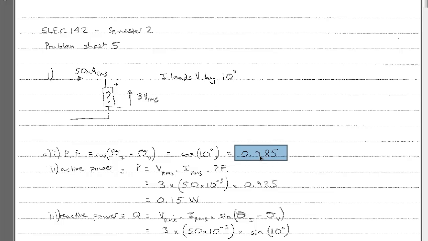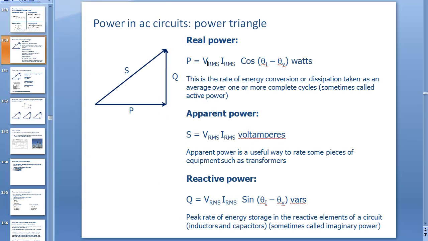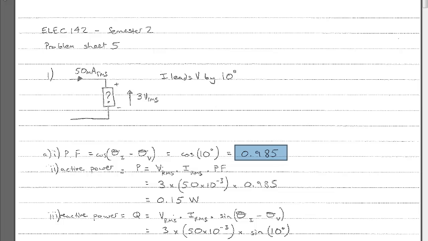So our power factor is 0.985. So far, so good. Next up, we're asked to find the active power, and as we saw on this slide, the active power is also the real power, so we need to find V RMS times I RMS multiplied by the power factor, which we've actually just worked out handily enough. So let's just put the values in.